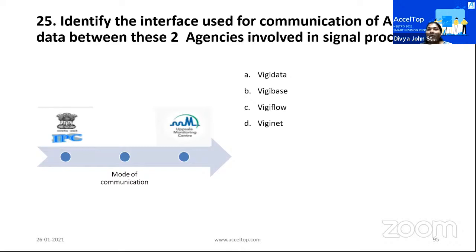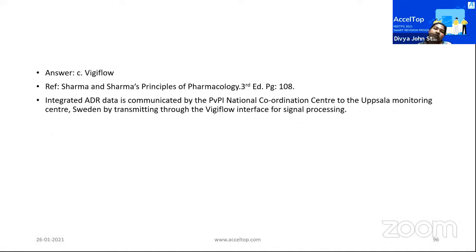So how is the ADR communicated? Okay. Identify the interface used for communication of ADR data between these two agencies involved in signal processing. Okay, so for our country, we file it to the National Coordinating Center, which is in IPC Ghaziabad, and this is transmitted to the Uppsala Monitoring Center in Sweden. Okay, so we have a central, a national and an international collaborator, and the mode of communication is via which of the following? That is the question. So you have Vigidata, Vigibase, Vigiflow, and Viginet. Okay, so the communication flow that we use is your Vigiflow.